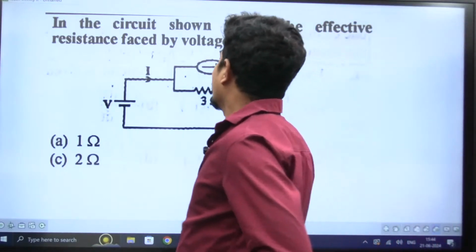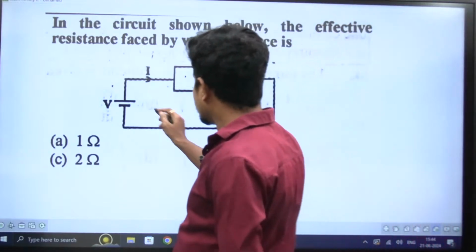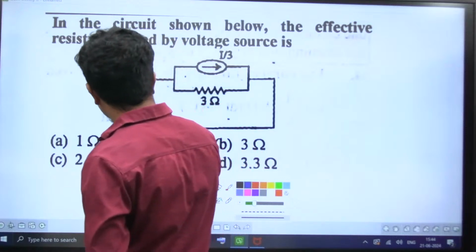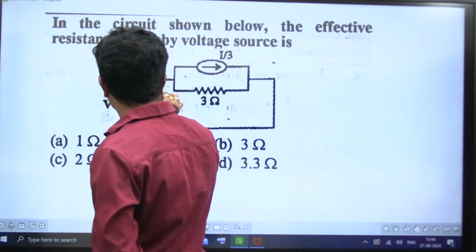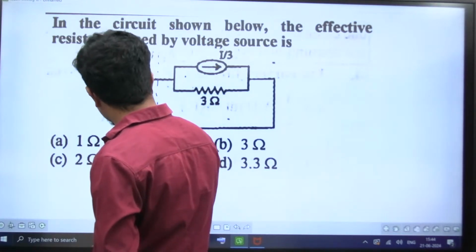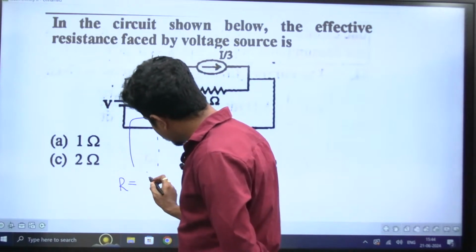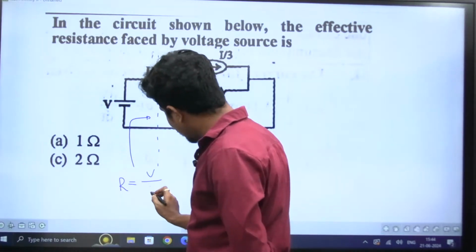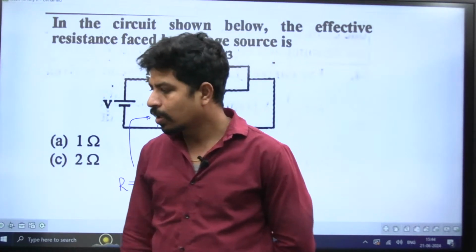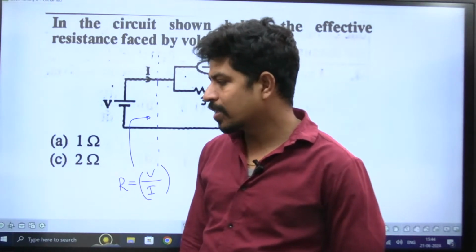What is being asked? In the circuit shown below, the effective resistance faced by the voltage source. So this is the voltage source. As I told you just 20 minutes back, this is the voltage source. Now he's asking, what is the resistance seen by the voltage source? So R effective is equal to V by I, the ratio of the voltage of the source to the current of the source. Palash Kumar has already given the answer as 2 ohms.